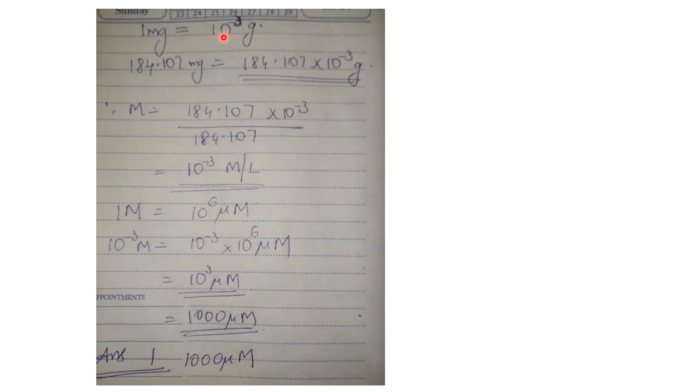That will give you, convert milligrams into grams first. So it will be 184.107 into 10 raised to minus 3 grams. Substitute that value, you will get 10 raised to minus 3 moles per liter. Now 1 molar is 10 raised to 6 micromolar. So 10 raised to minus 3 molar will be 10 raised to 3 micromolar or 1000 micromolar. So the answer here is option 1, that is 1000 micromolar.